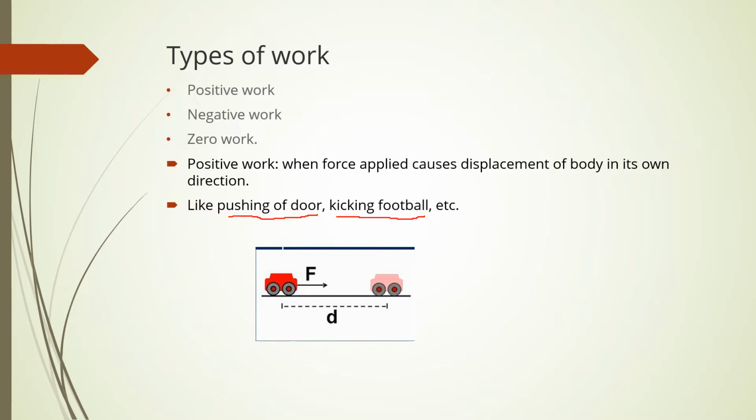You can just look at this picture here. F stands for the force that is applied. It is applied in this direction, and the body is also moved a certain distance d in the same direction. Both are happening in the same direction. F is applied in this direction and there is a displacement in the same direction. What is the displacement? d. So both are moving in the same direction, so we can tell that it is positive work.